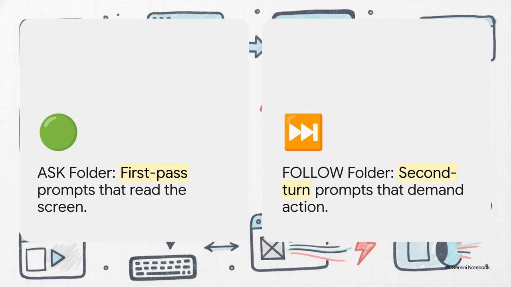But here's the thing, it doesn't just stop at that first question. The whole system is built around what's called two-turn prompting. The Ask folder is your first pass, prompts like Audit or Insights that simply get a read on the screen. But the real magic happens on the second turn. Once the AI gives you an answer, you shift over to the Follow folder to interrogate it. Instead of just accepting some generic advice, you hit Top 3 or Do It Now to force the AI to give you concrete, immediate actions.